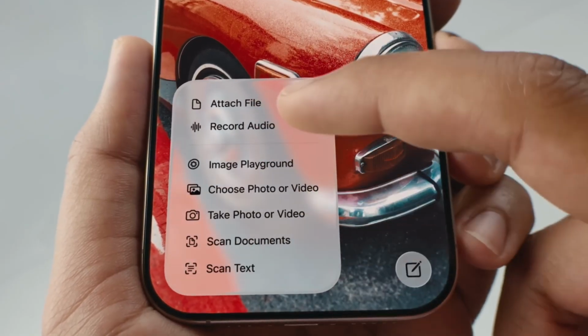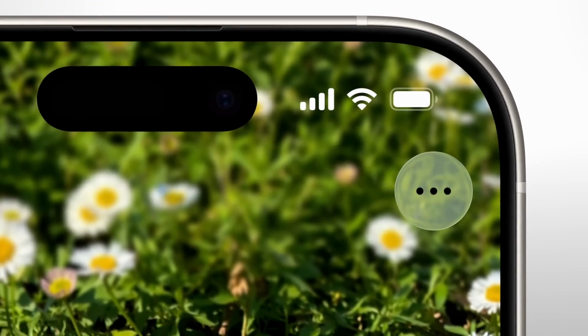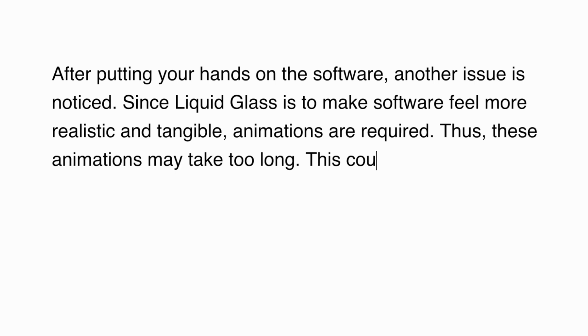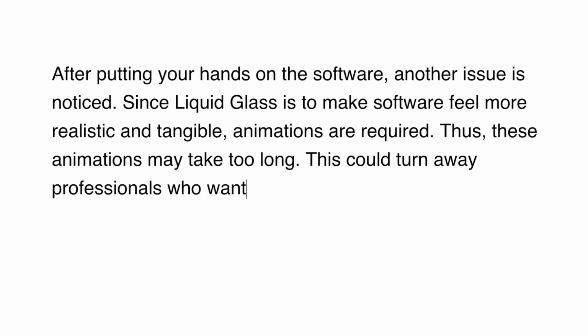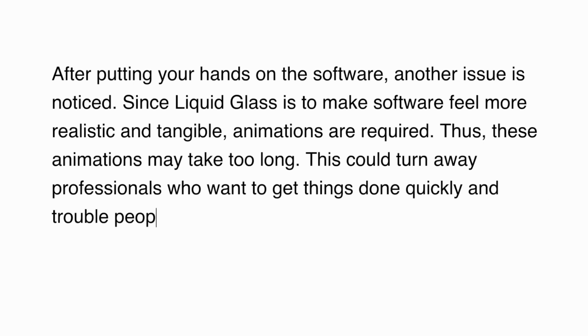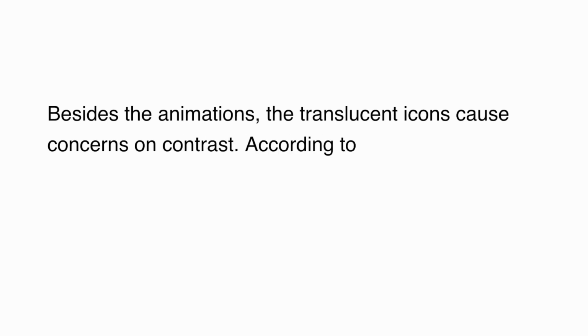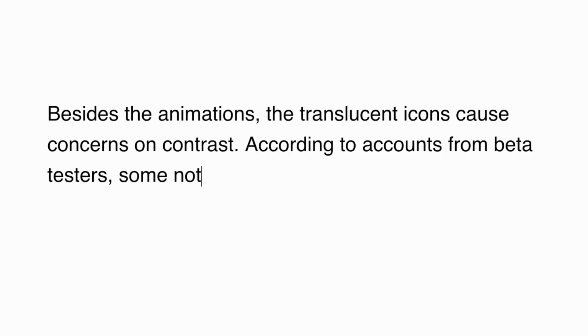After putting your hands on the software, another issue is noticed. Since Liquid Glass is used to make software feel more realistic and tangible, animations are required. Thus, these animations may take too long. This could turn away professionals who want to get things done quickly and trouble people with accessibility requirements. Its animations and translucent icons cause concern on contrast. According to accounts from beta testers, some notifications and text are barely visible due to the low opacity, which causes the text to blend in too much with the background.